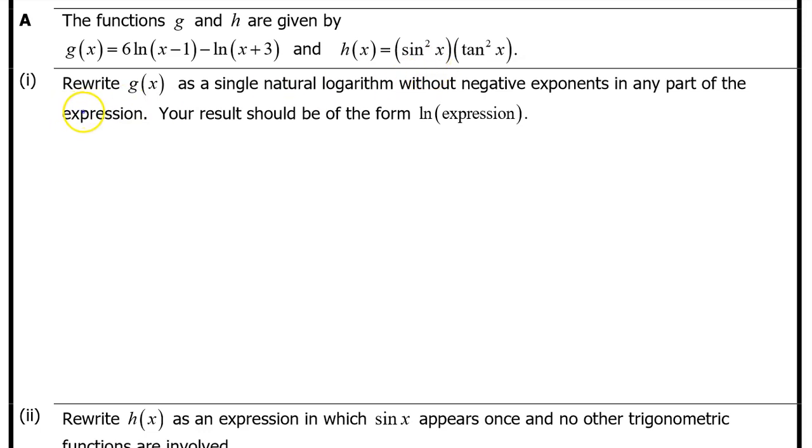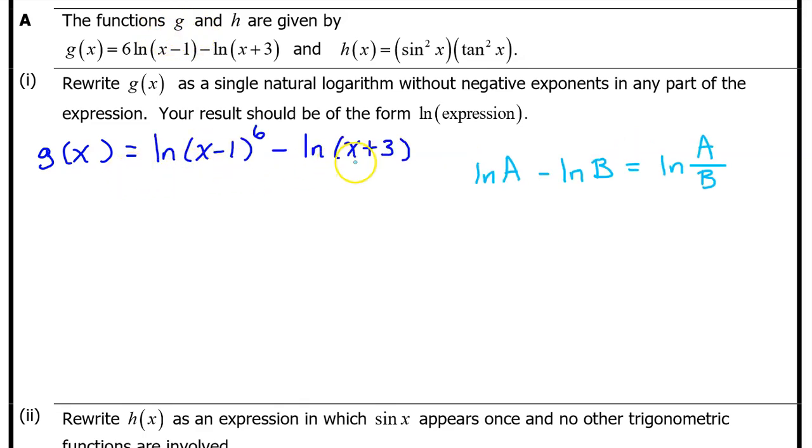A Part 1. Rewrite g of x as a single natural logarithm without negative exponents in any part of the expression. Your result should be of the form natural log of expression. One of our log rules says that c times the natural log of a can be rewritten as natural log of a to the c power. So let's take this 6 and move it to the exponent.